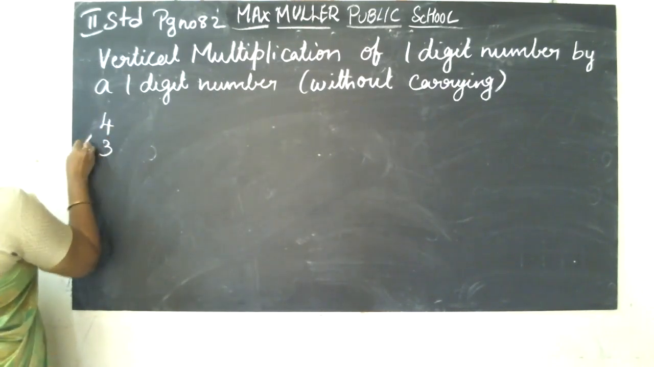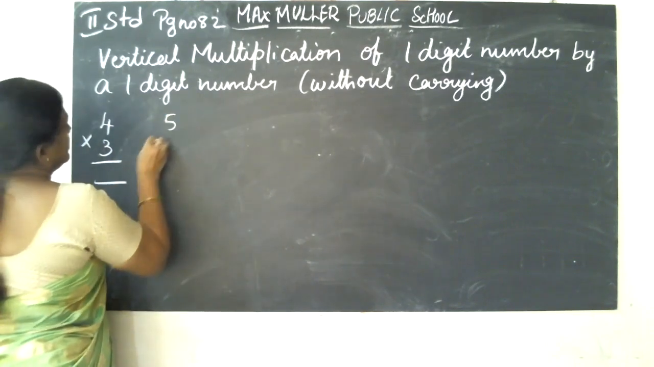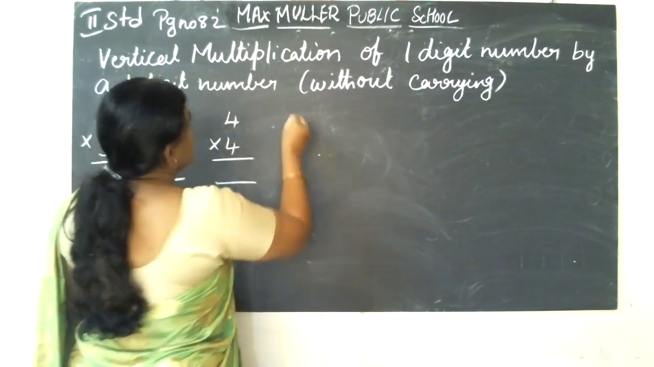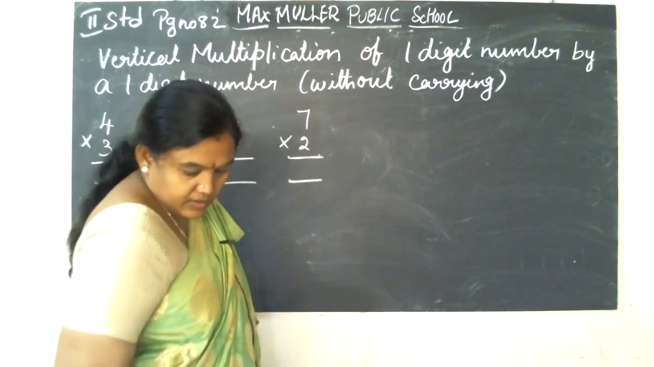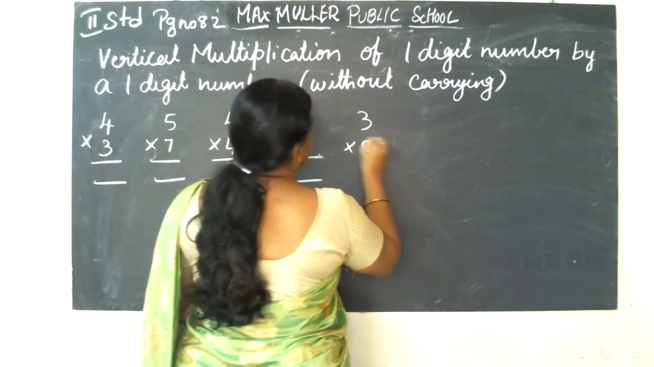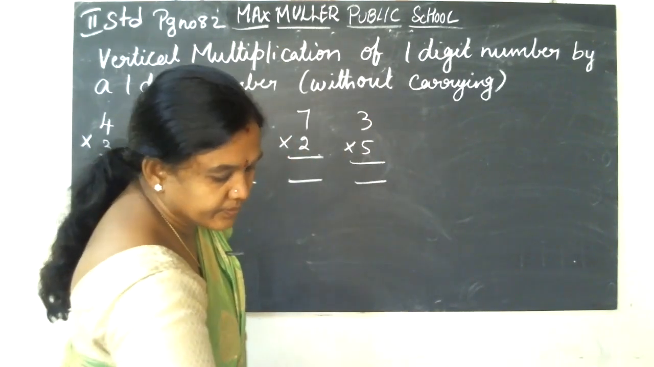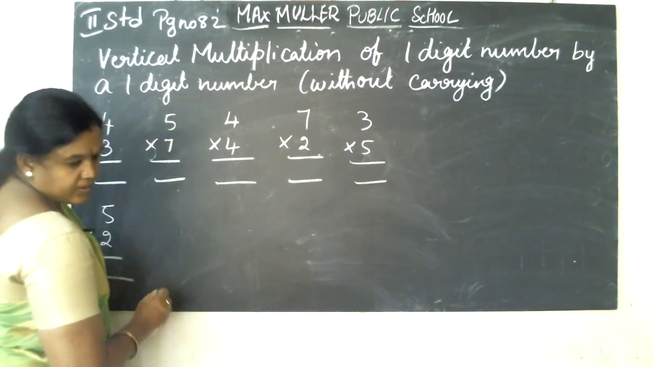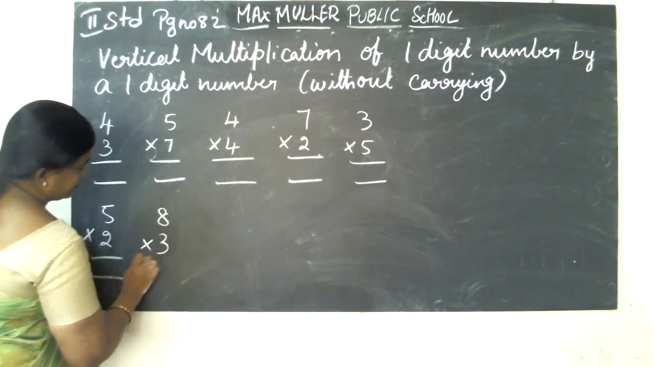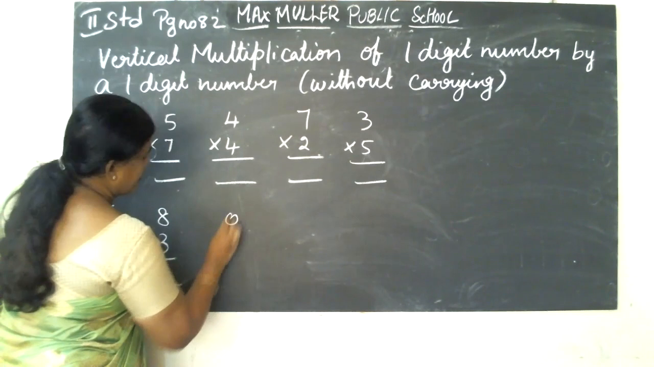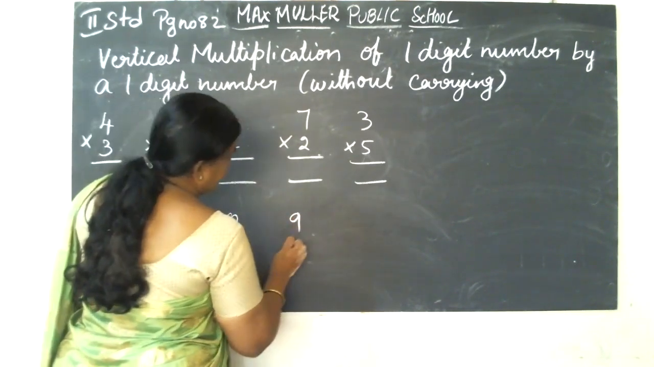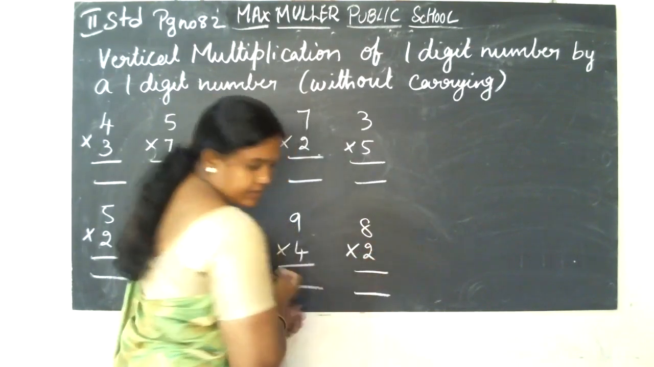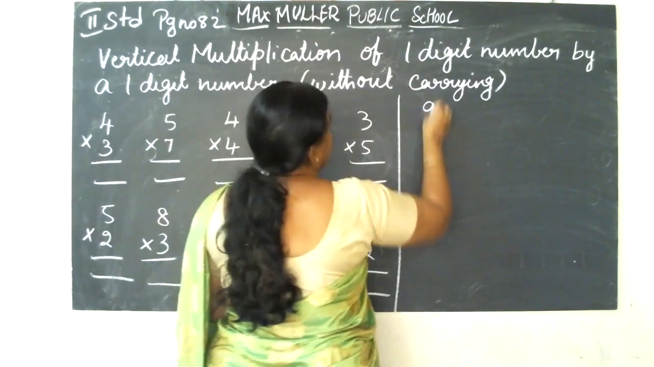4, 3, multiplication sign. 5, 7, 4, 7, 3. 2nd line, 5, 8, 0, 9, 8, 9.